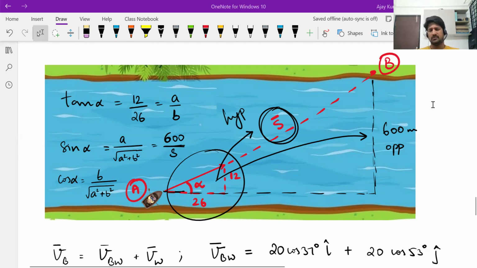So I had sent one worksheet in which there were questions related to rain, relative velocity of rain and all.